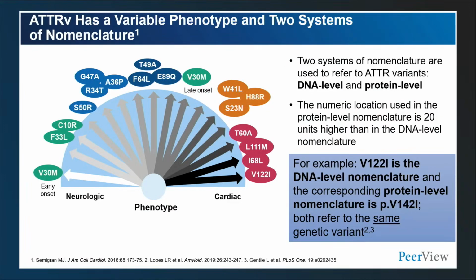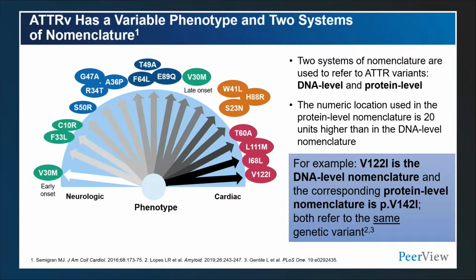There are two systems of nomenclature used to refer to variants: the DNA level and the protein level. The numeric location used in the protein level nomenclature is 20 units higher than in the DNA level. So for example, V122I is the DNA level nomenclature, and the corresponding protein level is V142I. This can be a little bit confusing, but essentially they refer to the same variant.